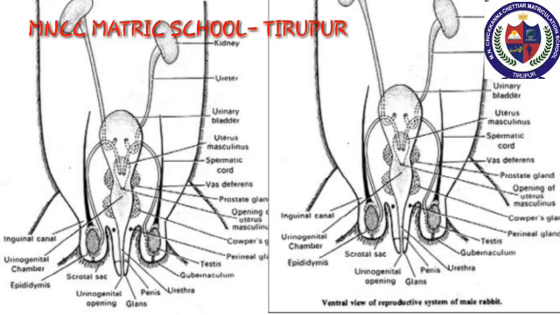There are three accessory glands, namely the prostate gland, Cowper's gland and perineal gland. Their secretions are involved in reproduction.